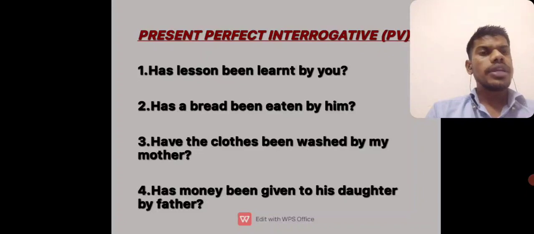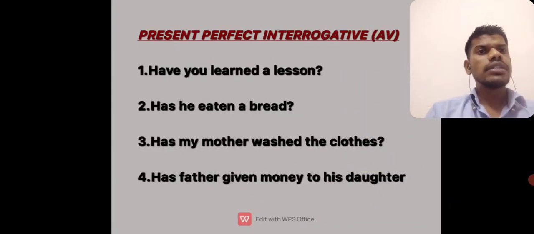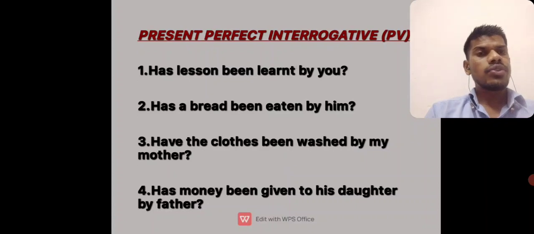Have the clothes been washed by my mother? Has money been given to his daughter by father? Just look here. Have you learned a lesson? Here, first word we have to use is has, then been, then V3 followed by the preposition by, then you. Then at the end we need to use the question mark.